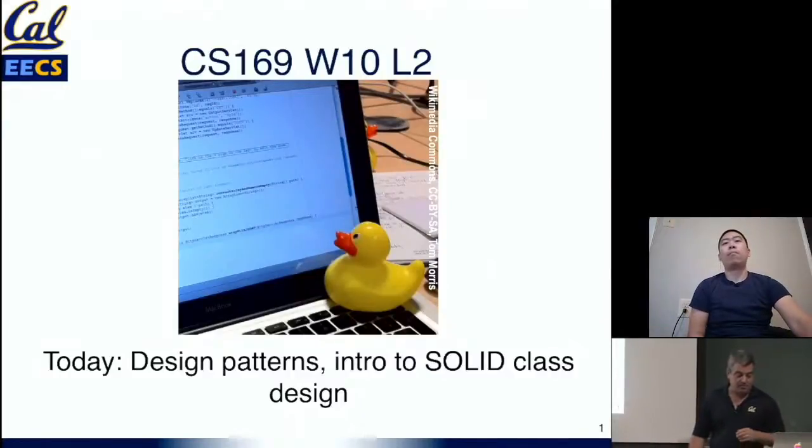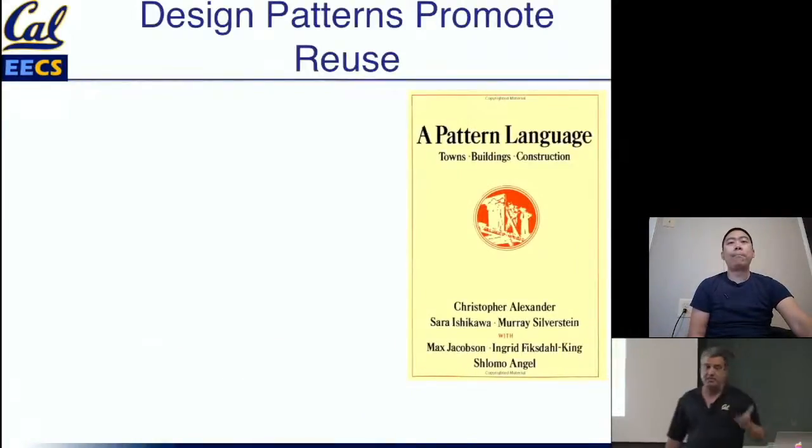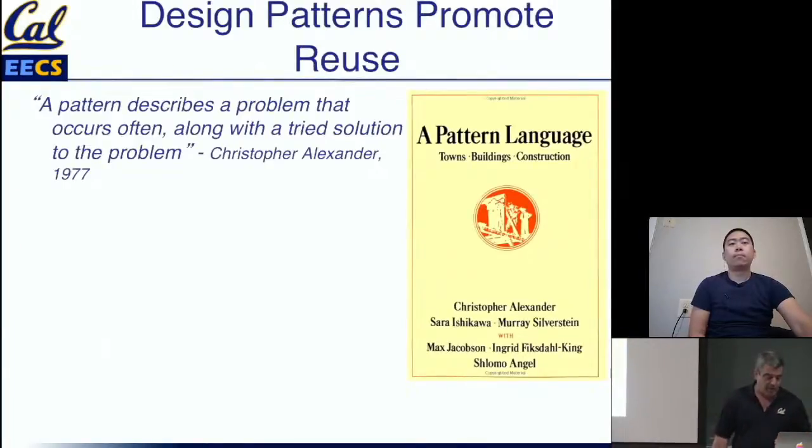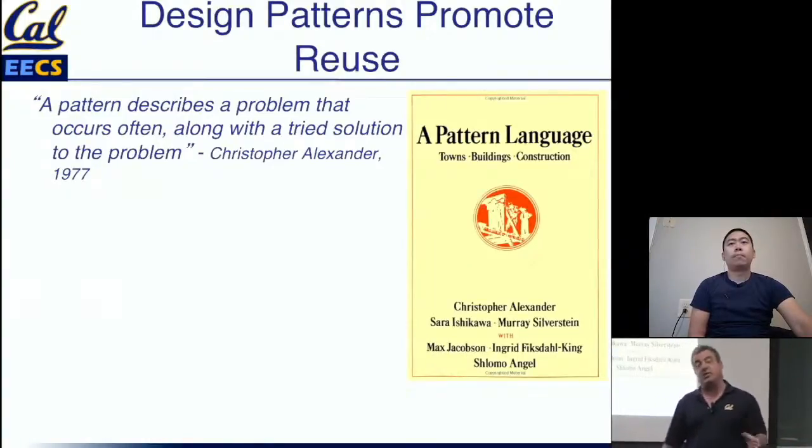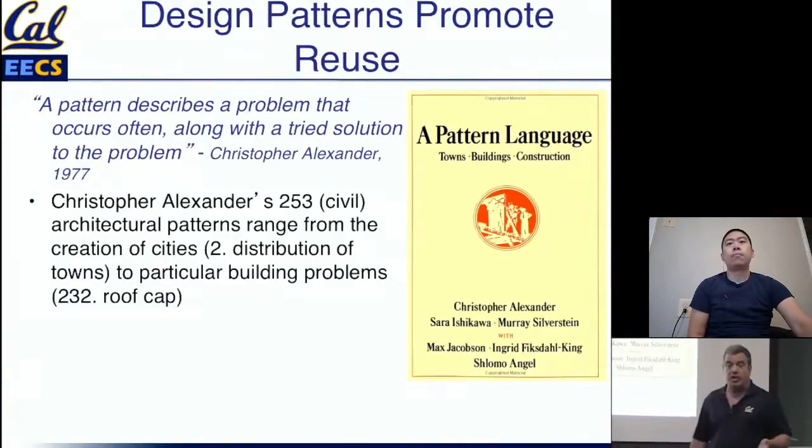Actually, the original idea of design patterns doesn't come from software at all. It comes from the field of urban architecture. This book, a classic in the architectural literature called A Pattern Language, was a way of describing tried and true solutions to problems that occur over and over, not necessarily identical, but similar to each other in a particular domain. And in this case, the domain was urban architecture.